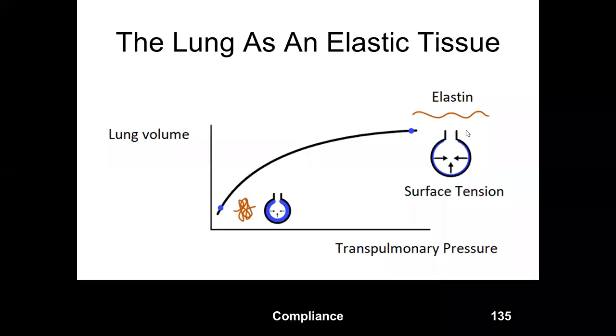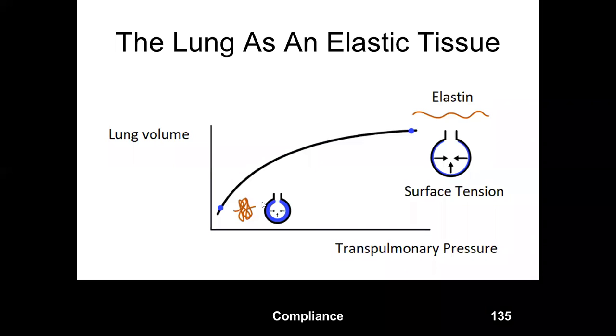Just before I emphasize the stretch, you can recall that there are two factors that promote recoil. The two factors are the elastic tissues, or the elastin, and the surface tension. The surface tension is the greater of the two forces. At any given time, it accounts for greater than 50% of the total elastic forces in the lungs.